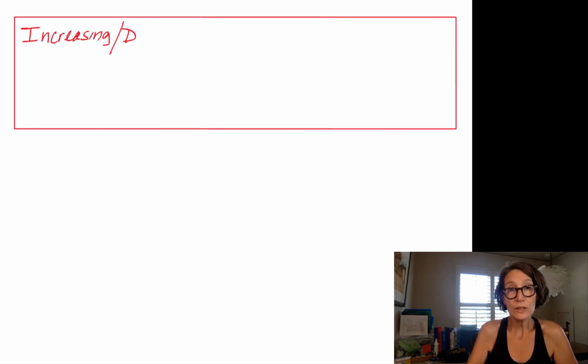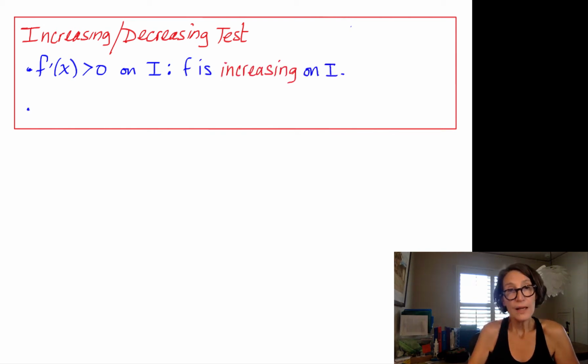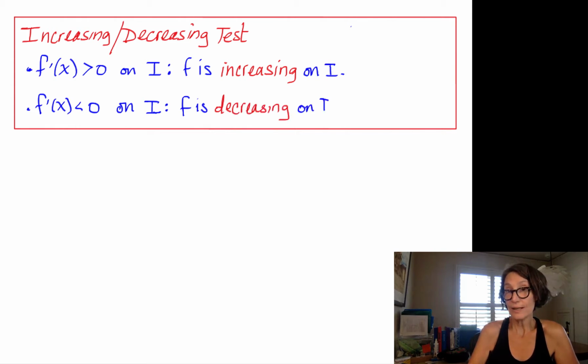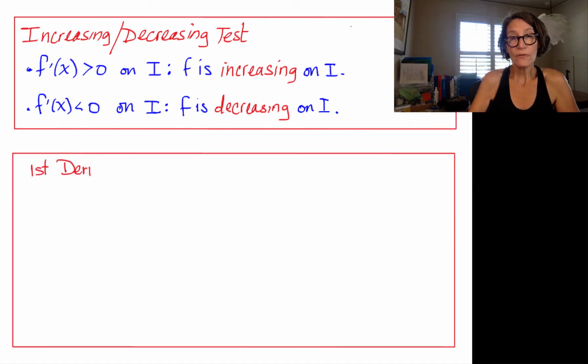In this video, we're going to learn two tests using the first derivative that give us information about the graph of a function. The first test we're going to use is called the increasing-decreasing test. All it says is that if the first derivative of f is positive on the interval I, then f is increasing on that interval. And if the first derivative of f is negative on the interval I, then f is decreasing on I.